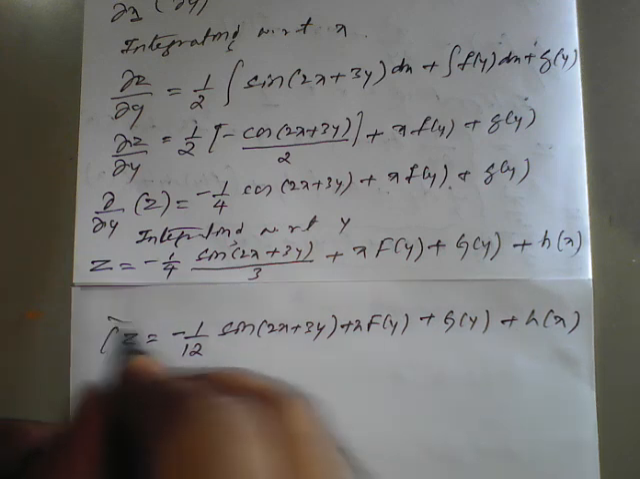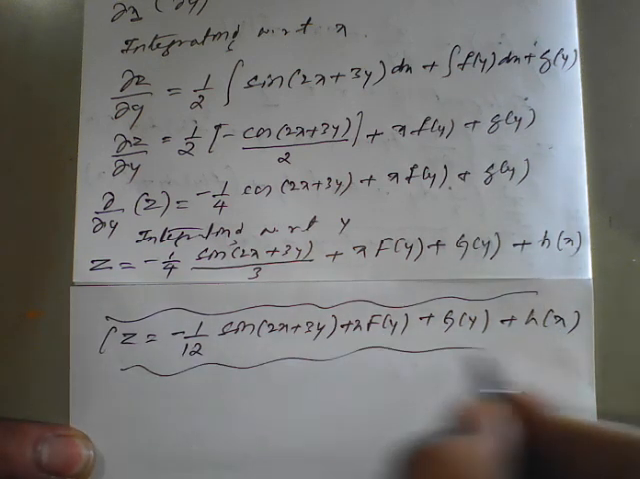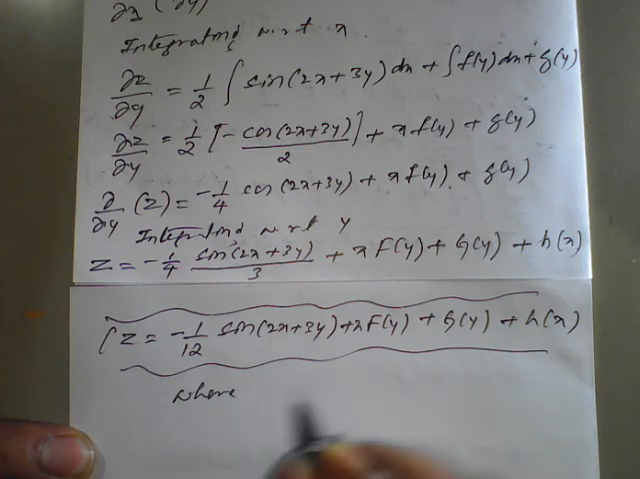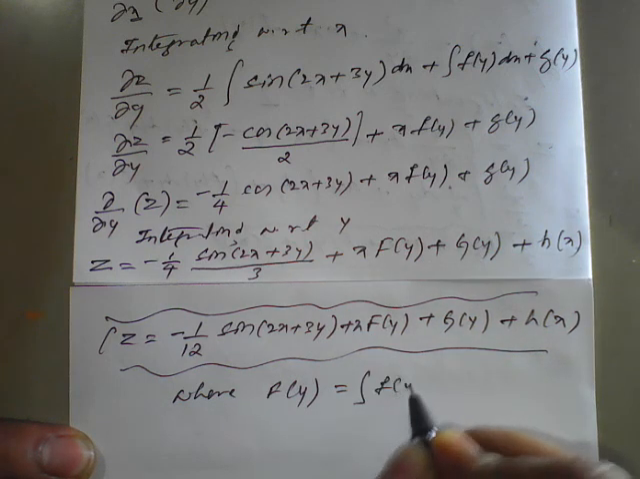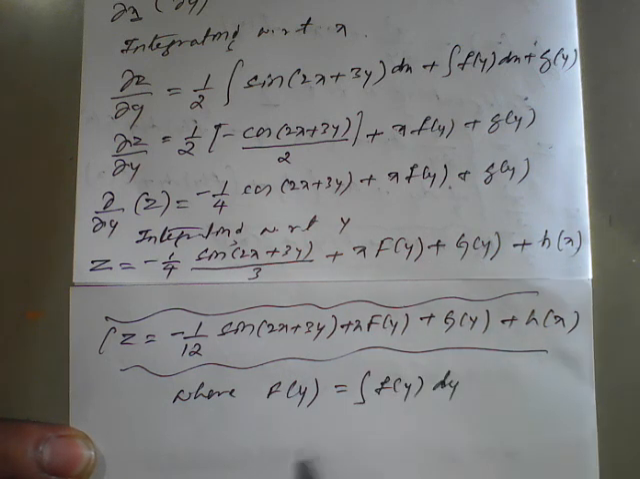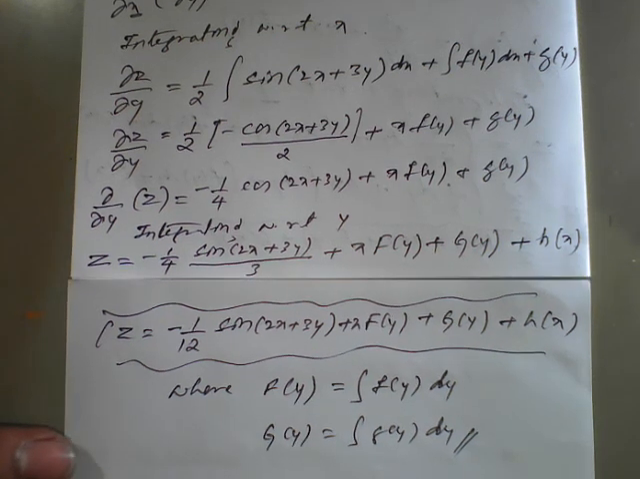This is the required result, where, just for understanding, capital F(y) is nothing but the integration of small f(y) dy, and capital G(y) is nothing but the integration of small g(y) dy. So in this way we have to complete the problem.